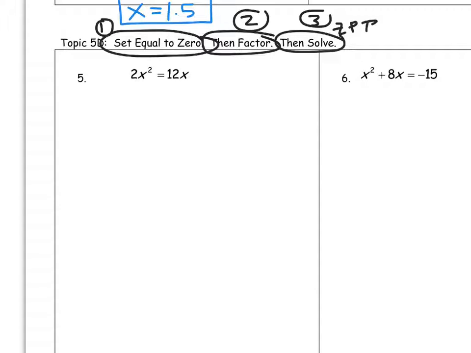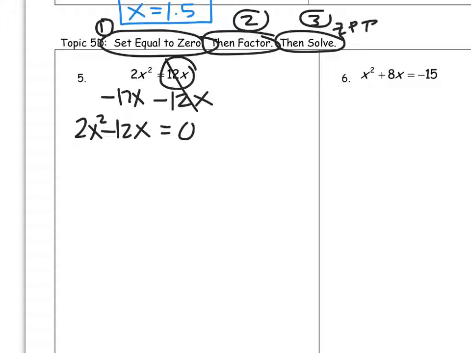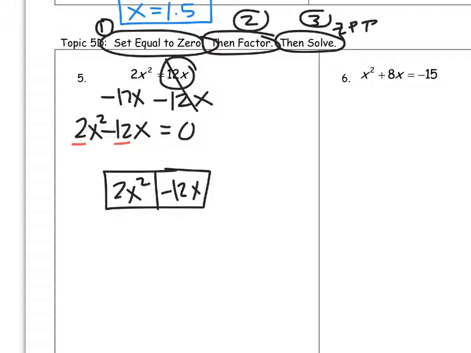So step 1, this is not set equal to 0. We'll do that by subtracting 12x on both sides. And I'll get 2x squared minus 12x. Then I'm going to factor, and I actually have a GCF. So I'm going to factor like this, 2x squared minus 12x. My GCF is 2x, and I put an x up here, and a negative 6, because 2x times negative 6 is negative 12x. Factored form is 2x out front, x minus 6.